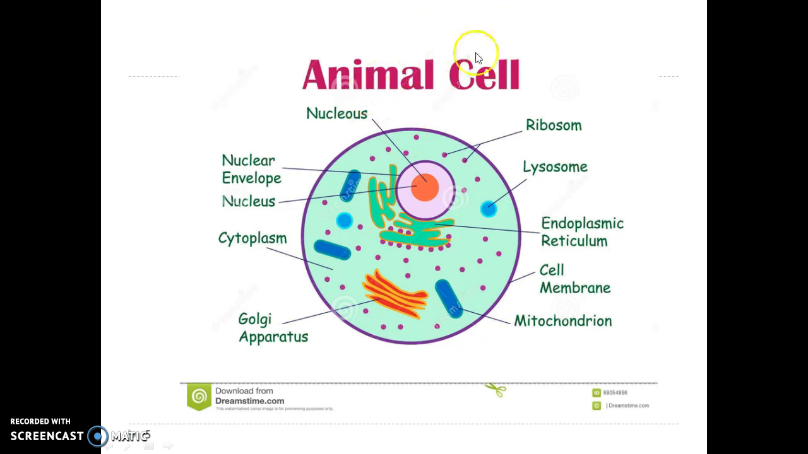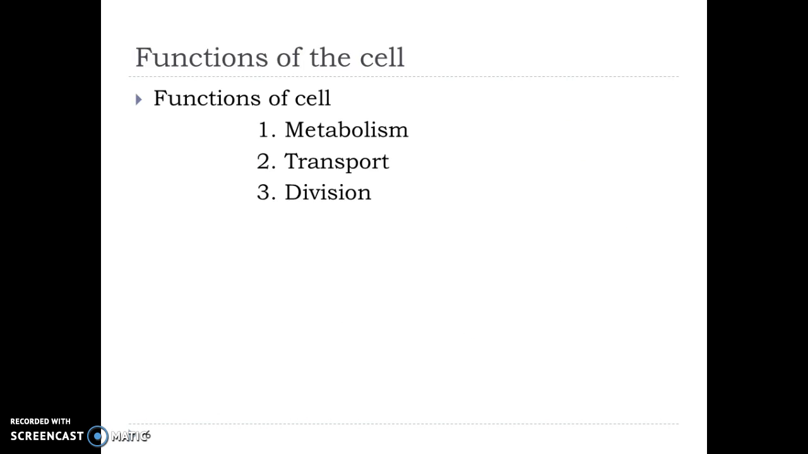So here in the animal cell, you don't see a cell wall and a chloroplast, but you see all other organelles here. The primary one is a cell membrane which encloses all the cytoplasm and the cell organelles which are present in it. The functions of the cell are, what does the cell do first of all? It respires, it transports, it also divides.